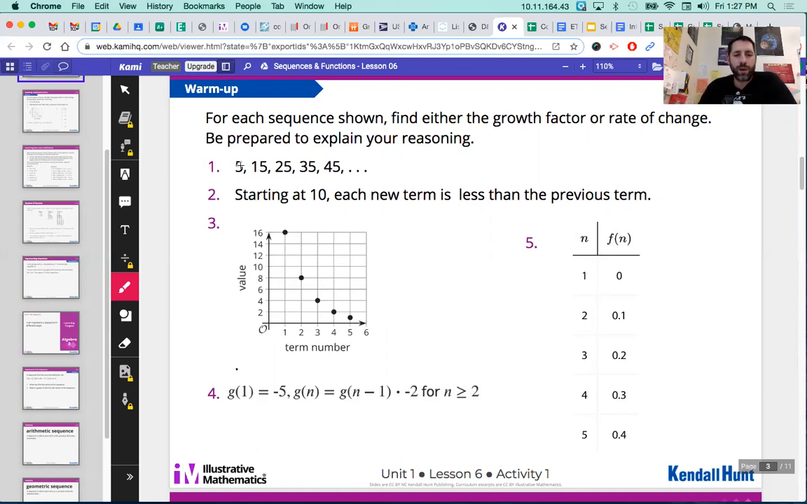All right, number one, we go 5, 10, 25, 35. We are adding 10 each time, okay? Find either the growth factor or rate of change. Well, this is going to be a rate of change. So I'm going to write rate of change like this. ROC equals 10. And I could write plus 10, but I'm just going to leave it as a 10. That's a positive 10 because it's changing by 10 each time.